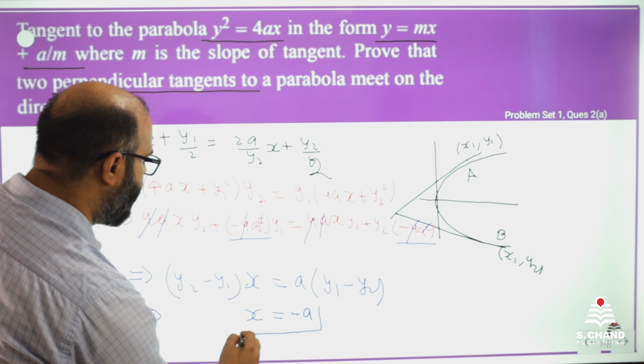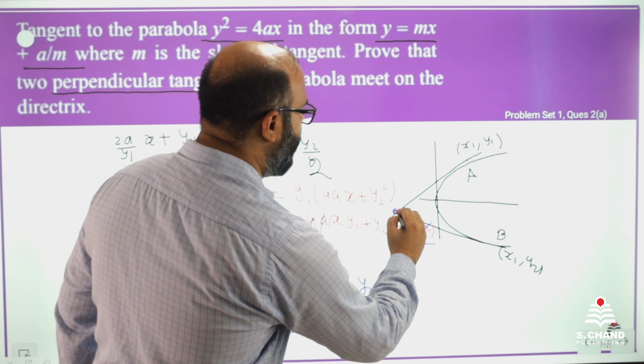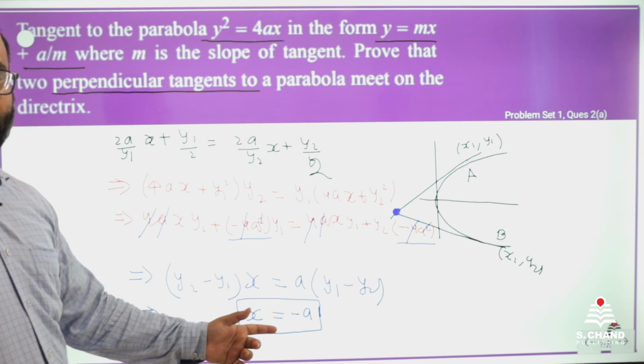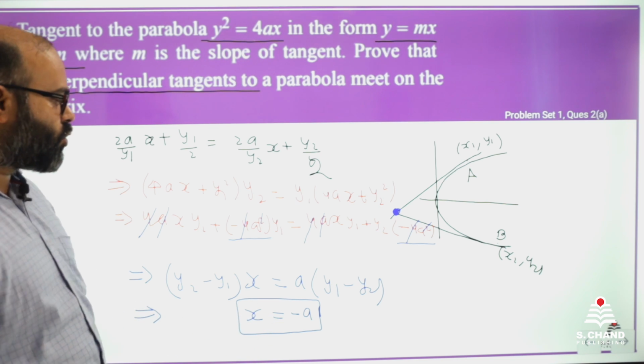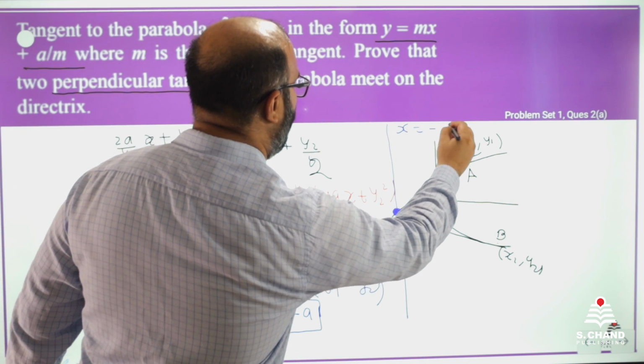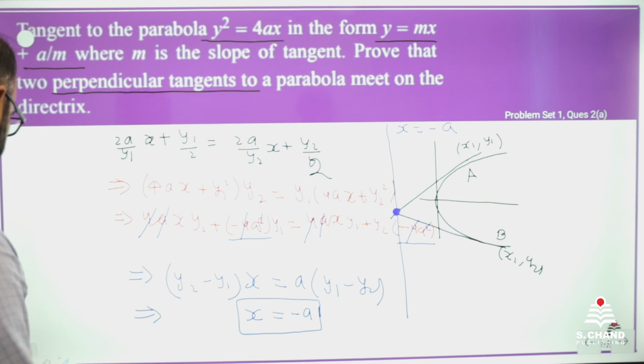so x is equal to -a. Finally this result comes that these two tangents are intersecting at a point whose x coordinate is -a. It is fixed, it is not varying. So this is our directrix, x is equal to -a of this parabola, which we have to understand here. Now let us come to the next question.